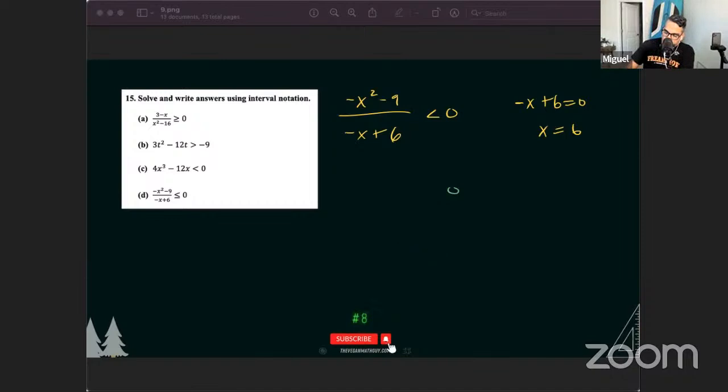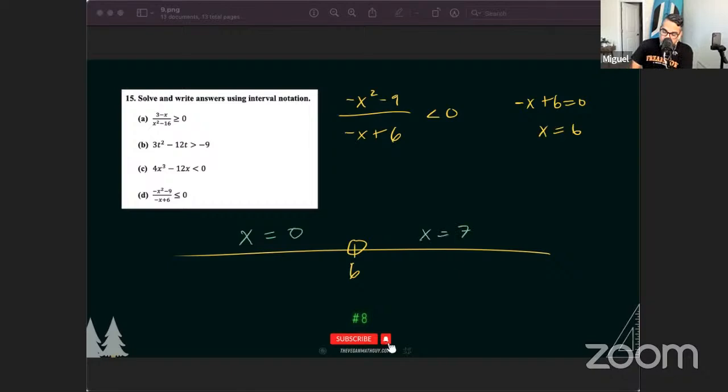So the only thing we have to really test is the points to the right and left of 6, because that's a discontinuity. It's not equal to 0 whatsoever. So it's actually undefined. So we know that we cannot use that point. That point does not exist. Okay, so let's just test points to the left and right. So x is equal to 0, x is equal to 7.